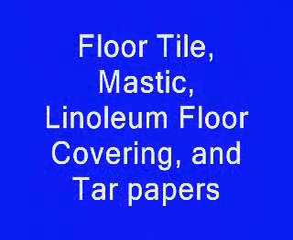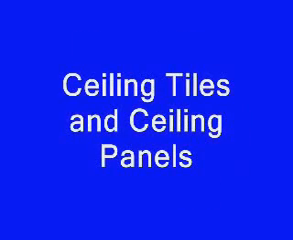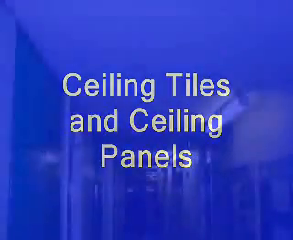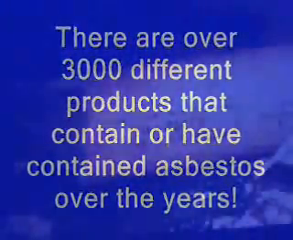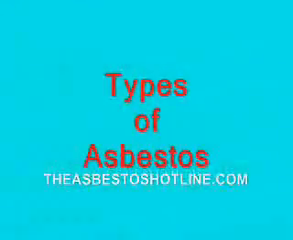Asbestos was also very commonly used as a binder in floor tile, mastic, linoleum floor covering, and tar papers, as well as ceiling tiles and ceiling panels. Spray-on or trowel-applied plaster, acoustic materials, and fireproofing were also very common products that contained asbestos. There are over 3,000 different products that contain or have contained asbestos over the years. Now that we know a little bit about where it was used, let's look at the types of asbestos.